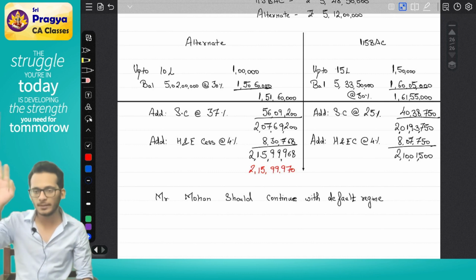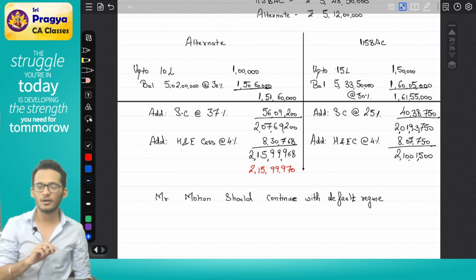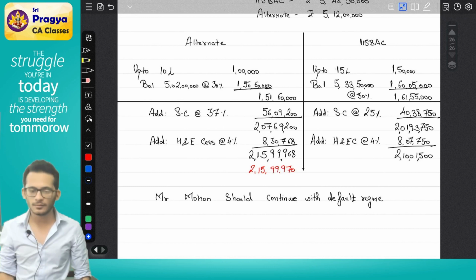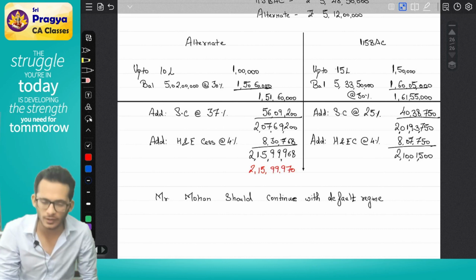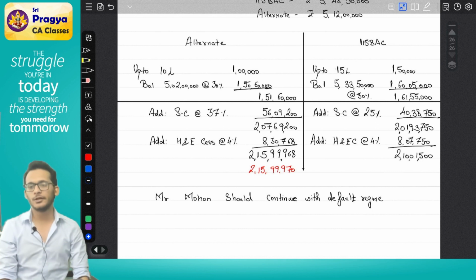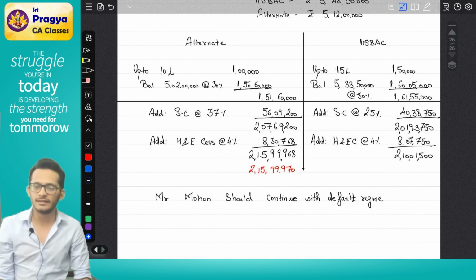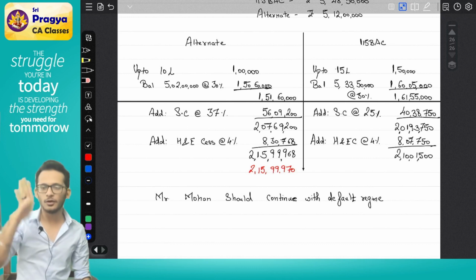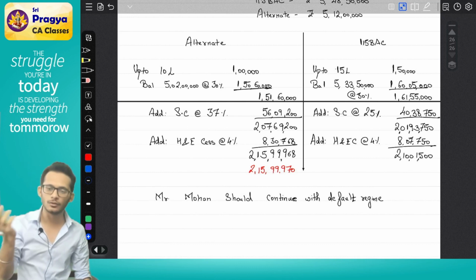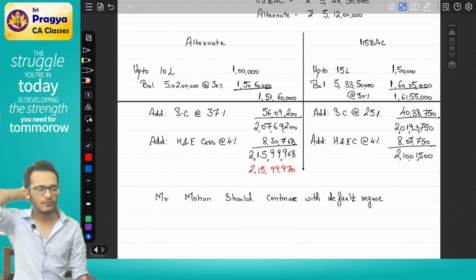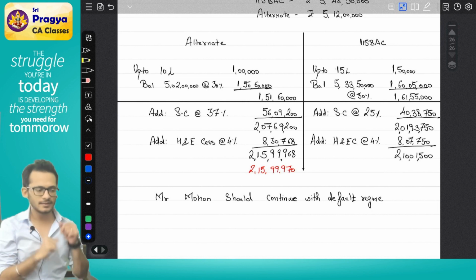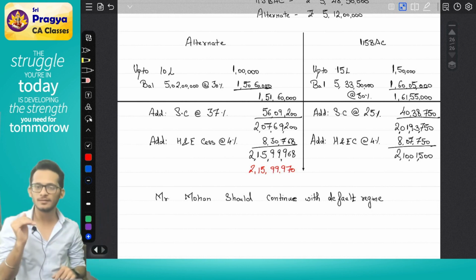This is how ICAI notified the pattern itself, which means ICAI is now not so interested in taxes. ICAI is more interested in decision making. Going forward in exams, you will not get a straightforward question asking you to compute under 115BAC or under the alternate regime. They'll give your income and you make the decision whether to go with 115BAC or the alternate. They have used the words optimal tax regime.